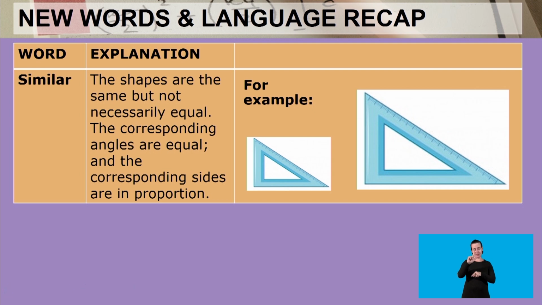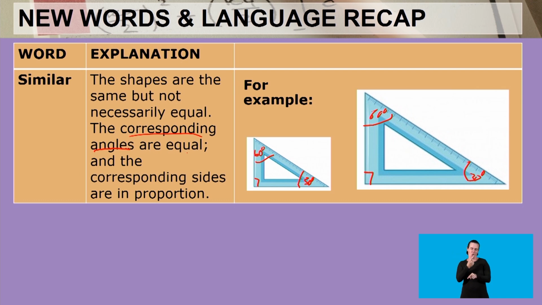Remember, similar means the shapes are the same, but not necessarily equal. And the corresponding angles are equal. And remember, I wanted to use set squares so that you are able to remember them as an instrument we use to draw angles. That one is 90 degrees, irrespective of size, and the other one is 30 degrees, and then the third angle is 60 degrees. That's why it's called a 30-degree set square. It is the set square that has a 30-degree angle.